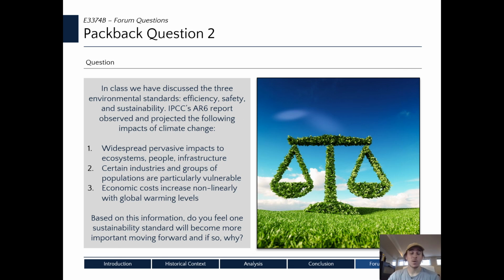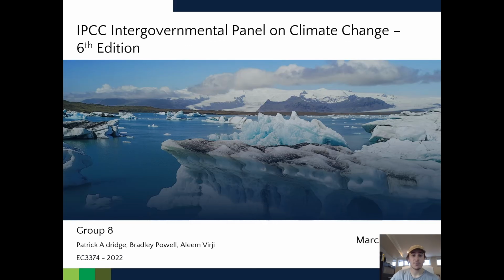And the second weekly forum question that we have is that in class we discussed the three environmental standards: efficiency, safety, and sustainability. IPCC's AR6 report observed and projected the following impacts of climate change. First, widespread pervasive impacts to ecosystems, people, and infrastructure. Second, certain industries and groups of populations are particularly vulnerable to climate change. And thirdly, economic costs increase non-linearly with global warming levels. So, based on this information, do you feel one sustainability standard will become more important moving forward? And if so, why?